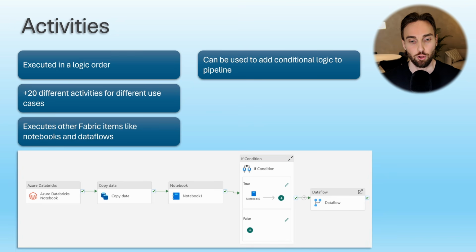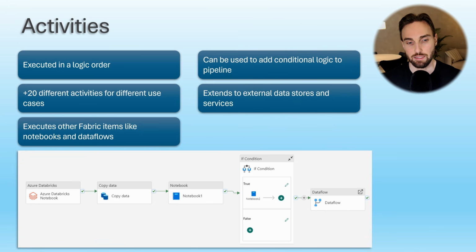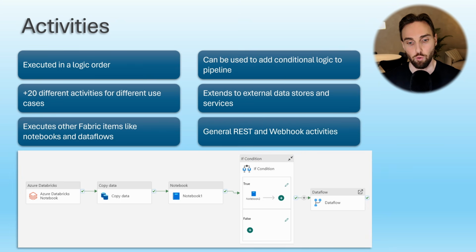These activities are not only limited to running things inside Fabric, since they extend to external services as well. One of the most used activities is the copy data activity that can move and copy data between two different data stores. The data store could also be outside Fabric, an external system from which copy data copies the data to a Fabric data store or vice versa. Also, there are activities for executing external services like Azure Functions and Databricks notebooks. More general activities like REST and webhooks make these integration possibilities very extensive.